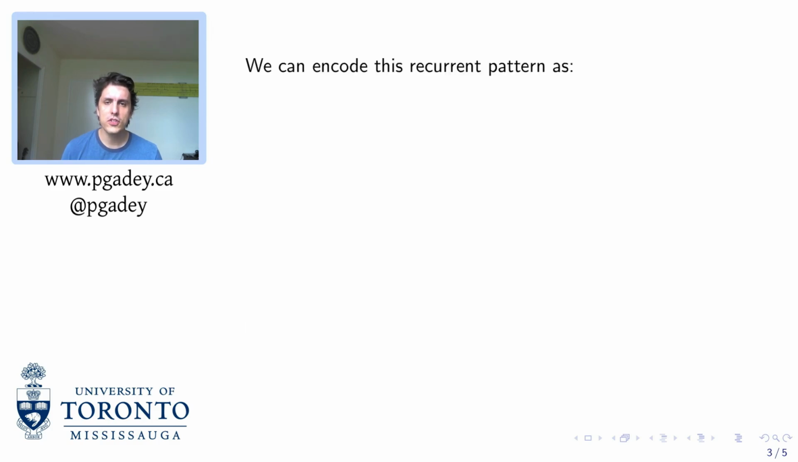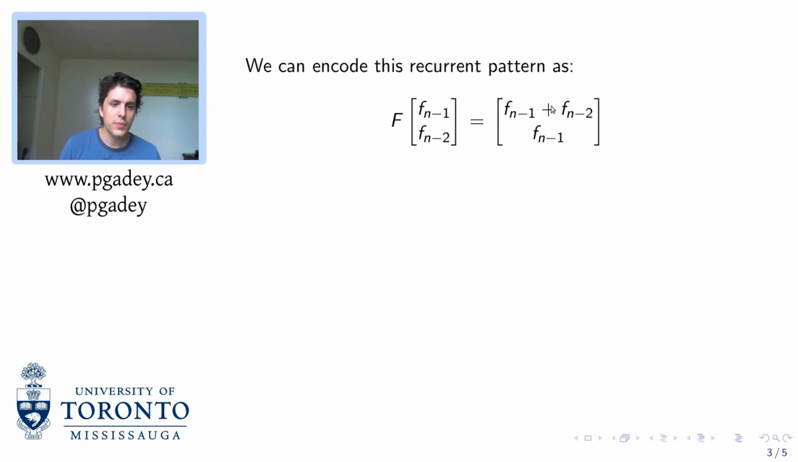Okay, first, let's make a linear algebra model of this pattern. Given two consecutive Fibonacci numbers, we want to get the next two Fibonacci numbers. So what we'll do is we'll add up a pair of them and then get the next one. This is always going to be fn, fn minus 1. So we take fn minus 1, fn minus 2, add them together to give us fn.